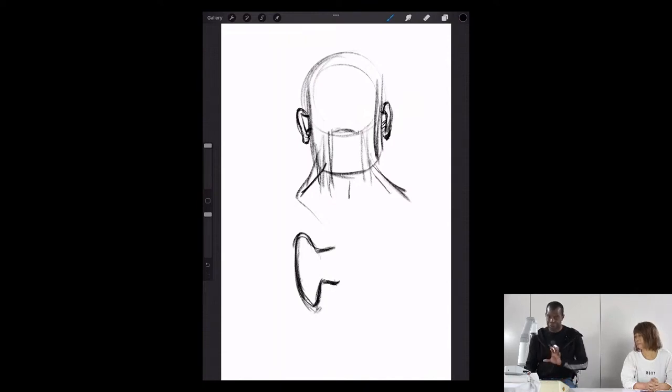I'm exaggerating a little bit for clarity, but pretty much you have this form sticking out here, and then from there I can add on these forms for the ear, like this.